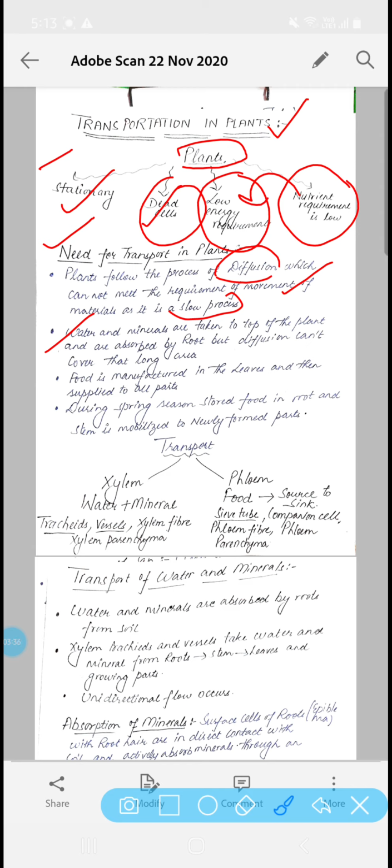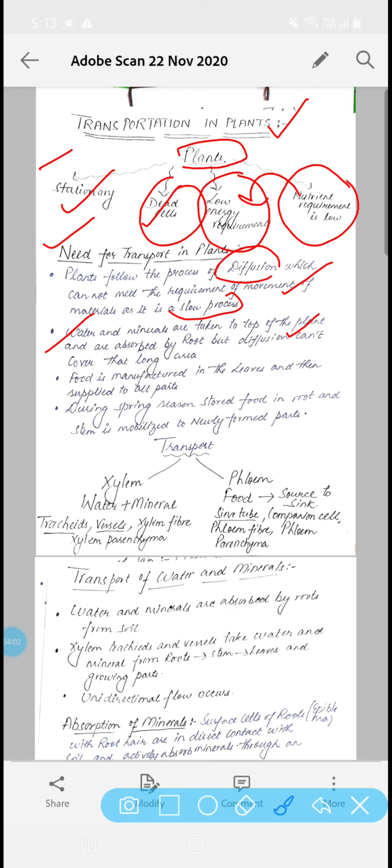We all know that plants have roots which absorb water and minerals from the soil, but that water and mineral is also required at the tip of the plant, at the tip of the shoot. So how is it possible that the plant which is absorbing the water and mineral from the root can pass on that water and mineral to the tip?